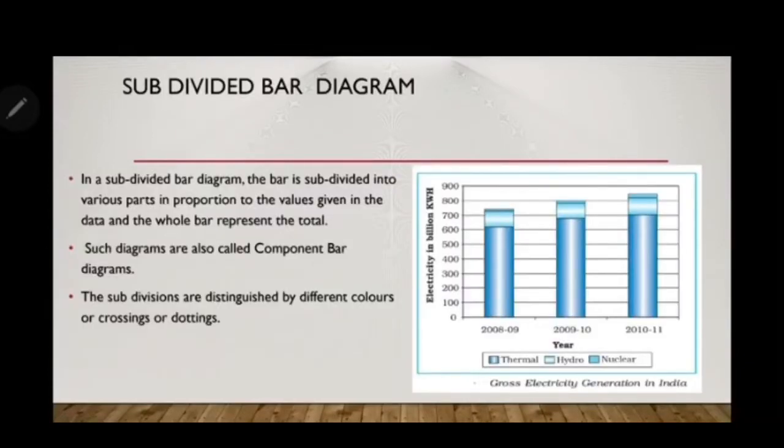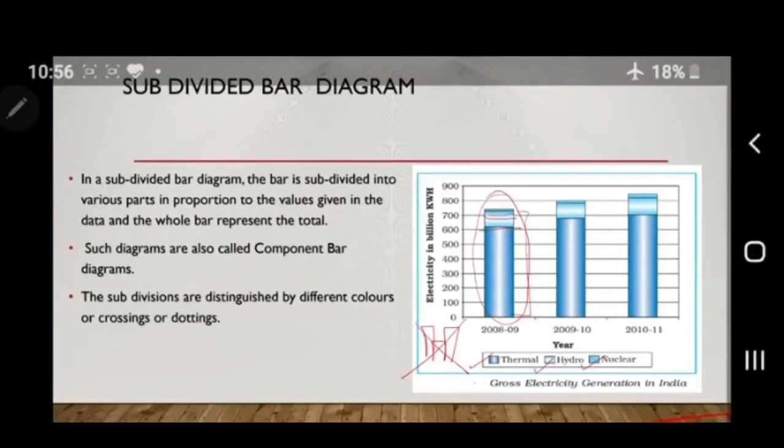A similar diagram is a subdivided bar diagram, in which, like multiple bar diagram, we show more than one variable, but the difference between a subdivided and multiple bar diagram is this: in the case of multiple bar diagram, we make adjoint bar, but in the case of a subdivided bar diagram, we make a combined bar showing different aggregates as a part of that bar only. For example, as it can be seen that thermal, hydro and nuclear, 3 sources of electricity are shown in a single bar diagram rather than showing them as an adjoining bar.